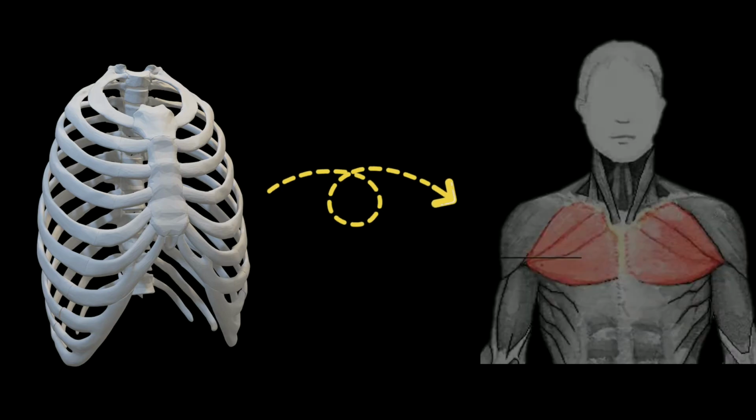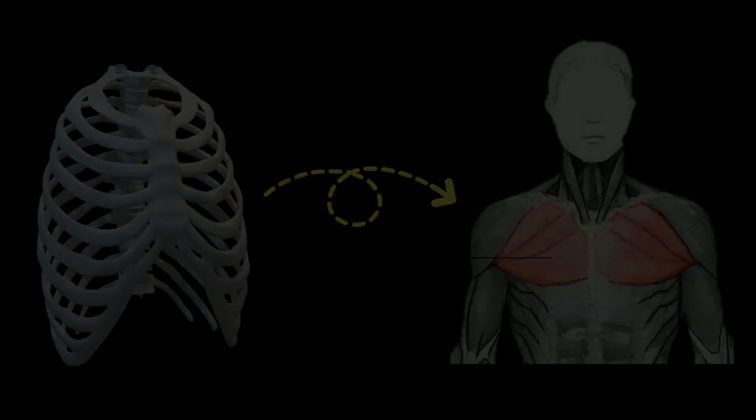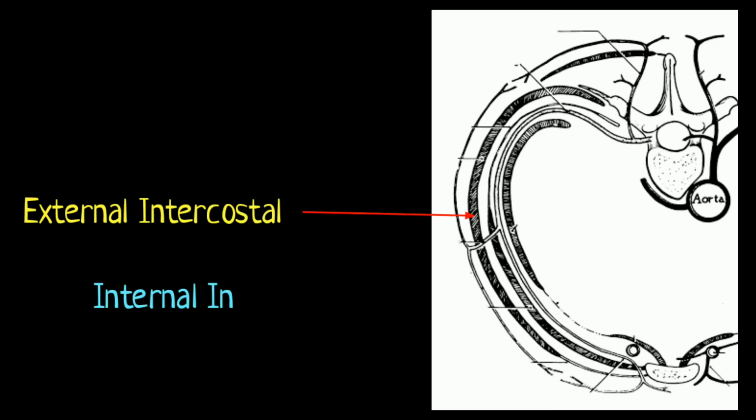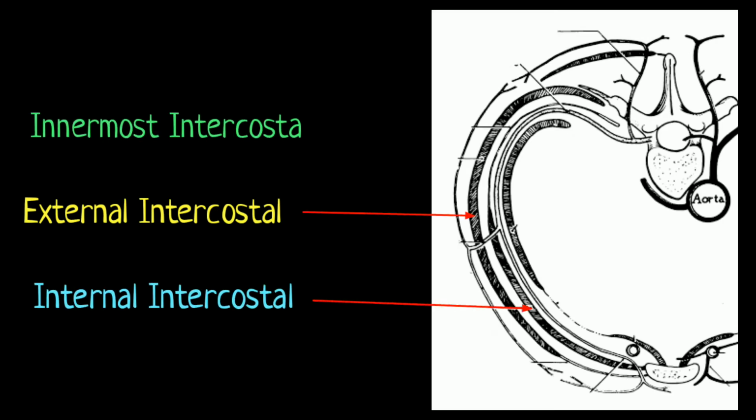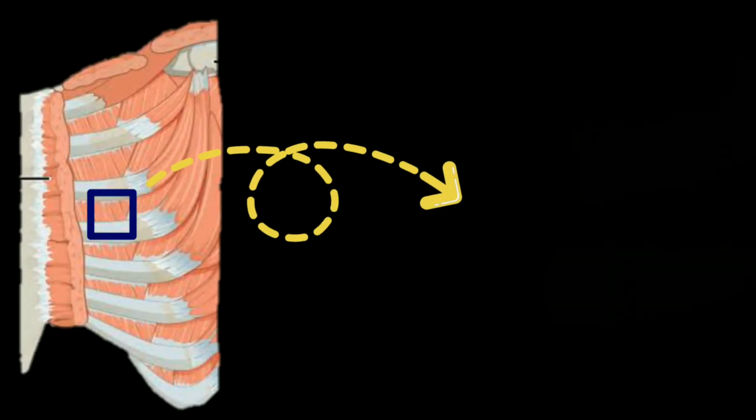The bony thoracic cage is covered with various muscle layers. The spaces between the ribs are covered by intercostal muscles, which include external, internal, and innermost intercostal muscles. Now let's look at the intercostal muscles closely.